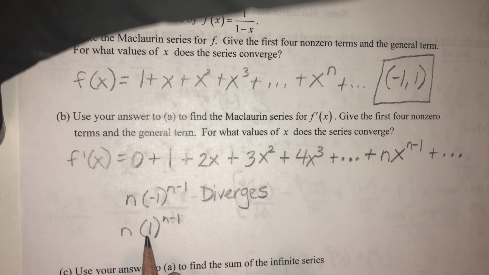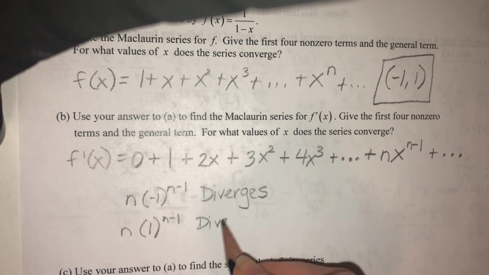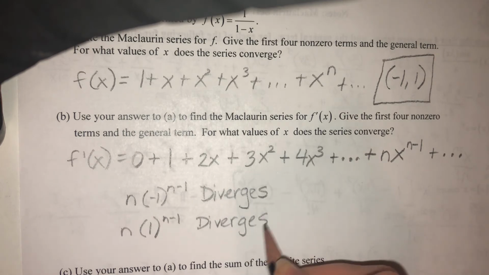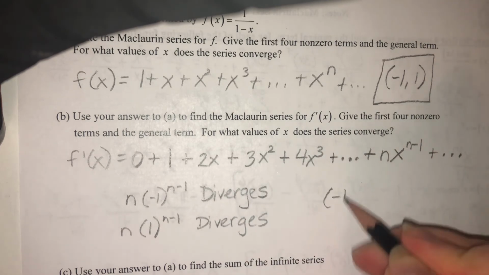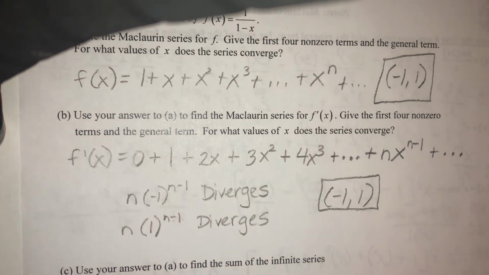And here, 1 to any power is just 1, so this is basically just the term number, 0, 1, 2, 3, 4, 5, 6. So that's going to infinity, so that limit does not exist, so it diverges also. So the interval of convergence is going to be the same as the original series, just from negative 1 to 1, not including either endpoint.